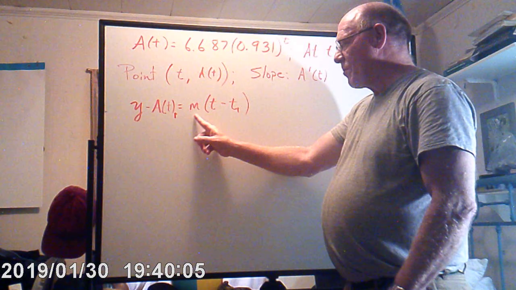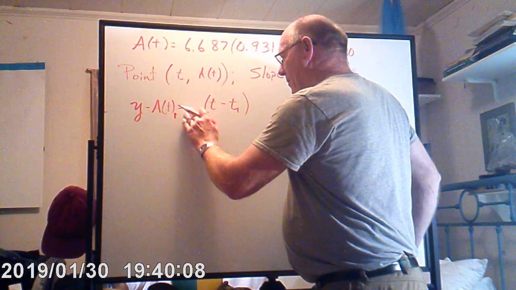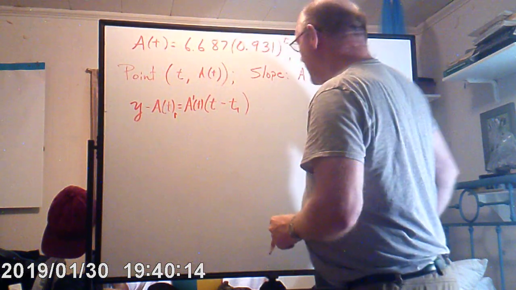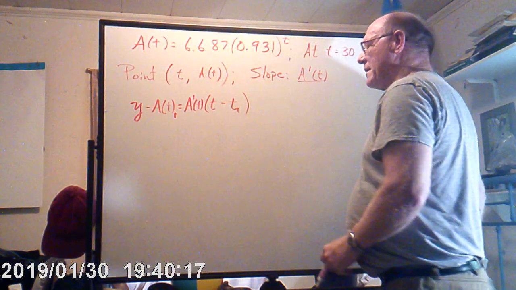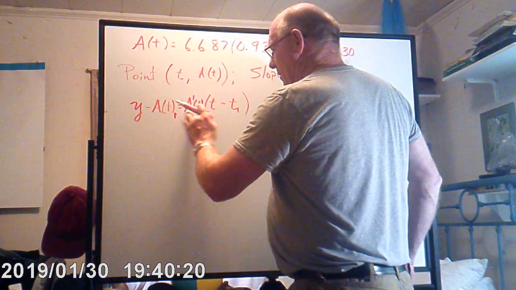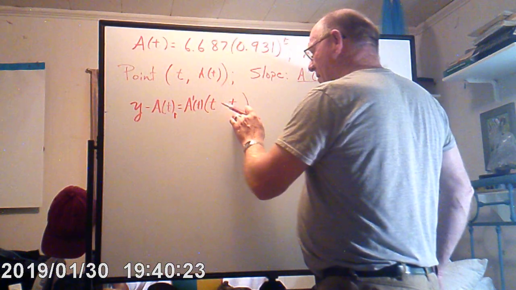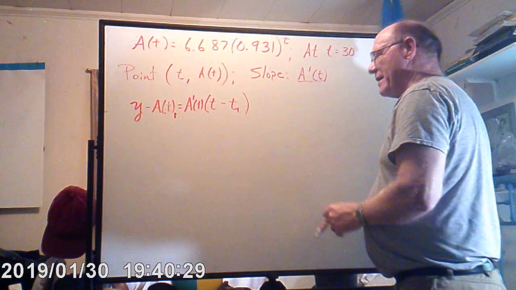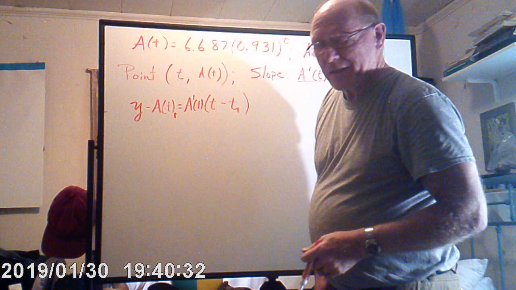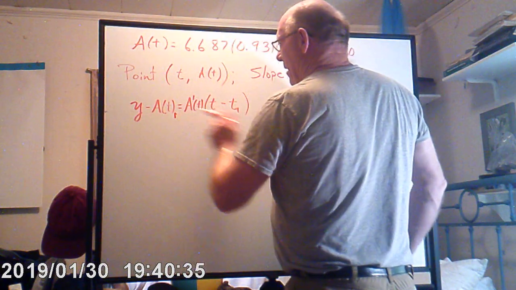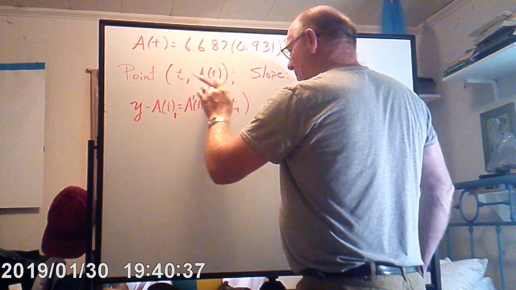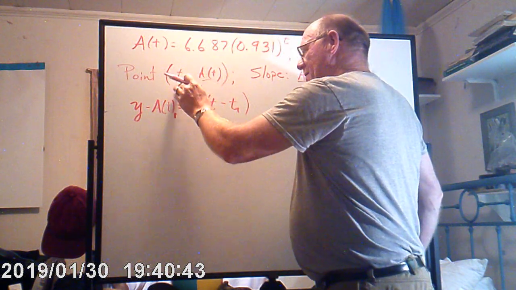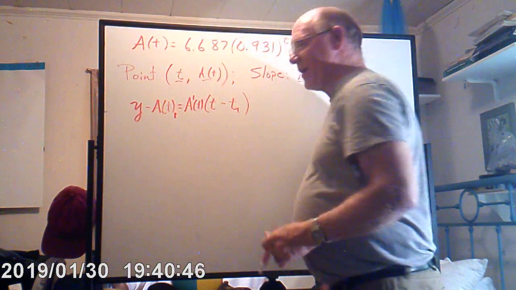We need to find the slope right here. This is A prime at t, so A prime at t is the slope. Really we're looking at A(30) and A prime at 30. We already know 30 goes here, and I will put it in a little bit later, but that's the idea. You need to think about y minus y1 equals m times x minus x1. You need a point. We already know that t is 30. We just have to find A(30).